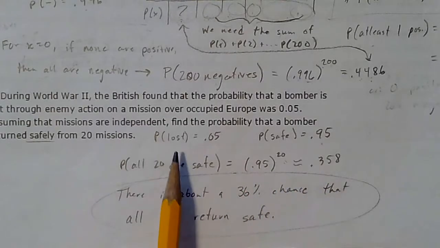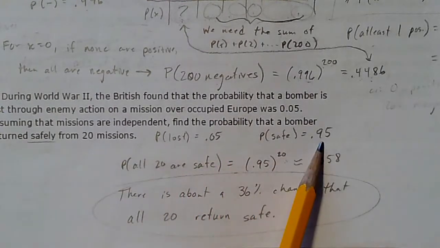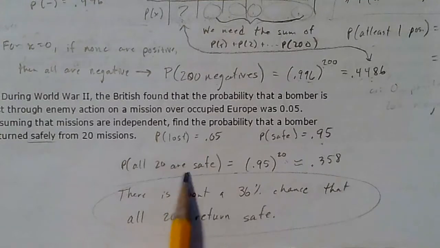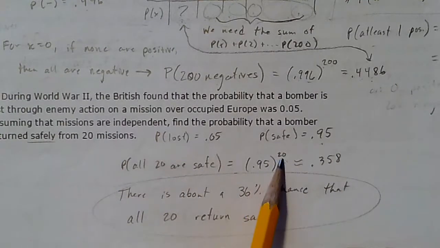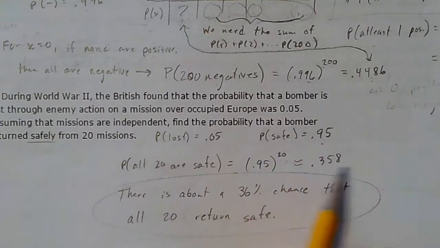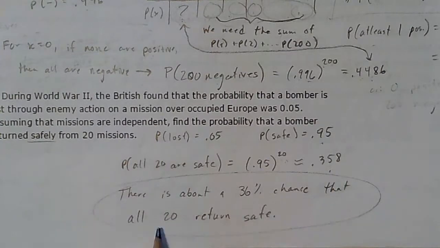Okay, here you go. The probability of being lost is 0.05, and the probability of it returning safely is 0.95. So if all 20 are going to come out and be safe, that's the result. We're going to take 0.95, raise it to the 20th power, or multiply it by itself 20 times. 0.358. Okay, so there's about 36% chance that all 20 return safe.